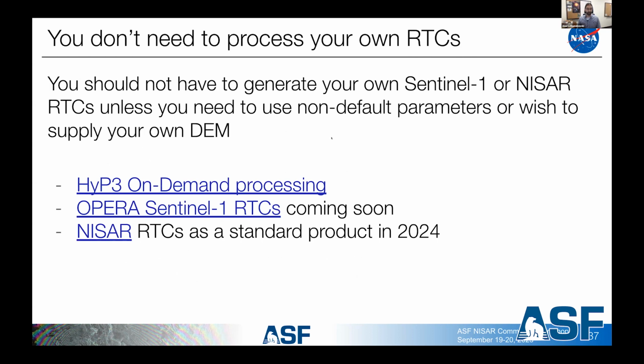There are sources for you to order or retrieve those RTCs without processing them yourself, unless you have some special parameters that you're looking to incorporate into your own radiometric terrain correction. You can just order these products from HyP on demand, as I demonstrated in Vertex, or soon you'll be able to get pre-processed RTCs from the Opera project, which is coming, which will be releasing the RTC data set within the next several months, and then NISAR is launching next year, of course, and NISAR will have RTCs as a standard product.